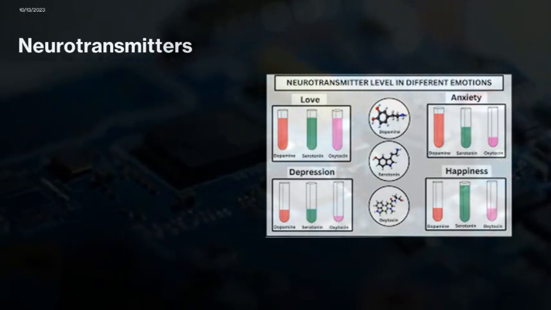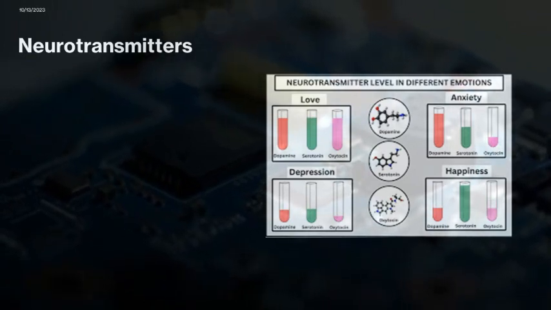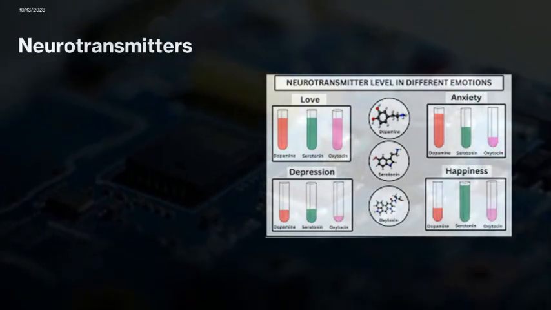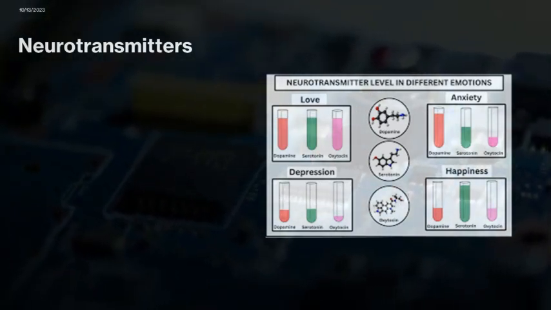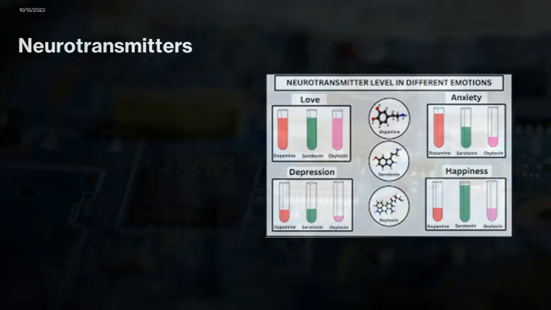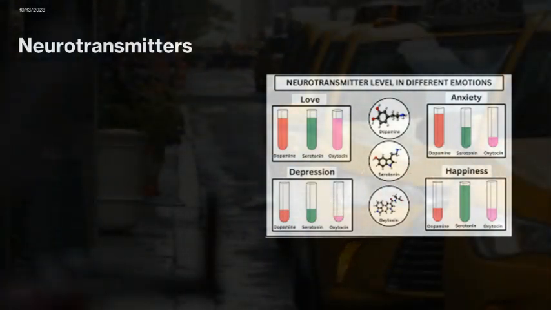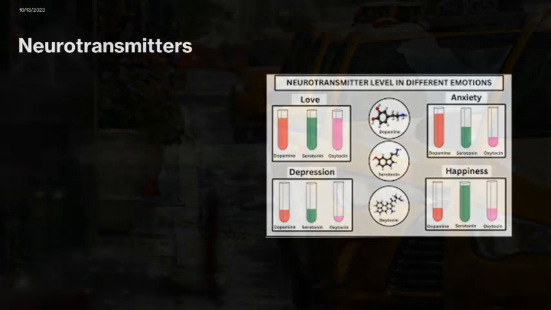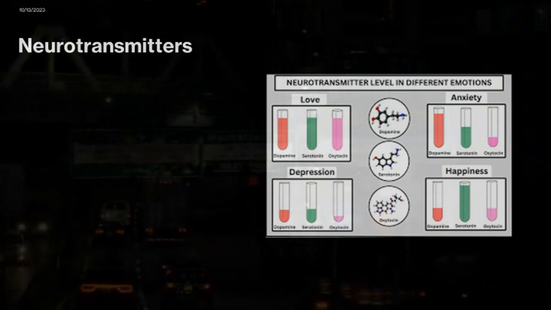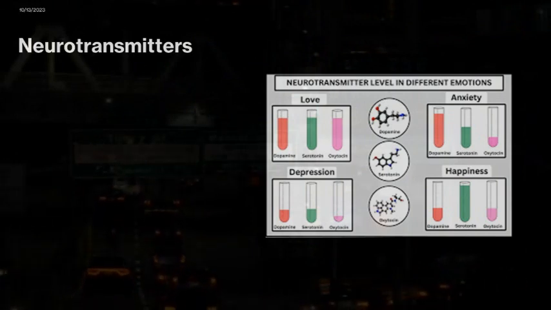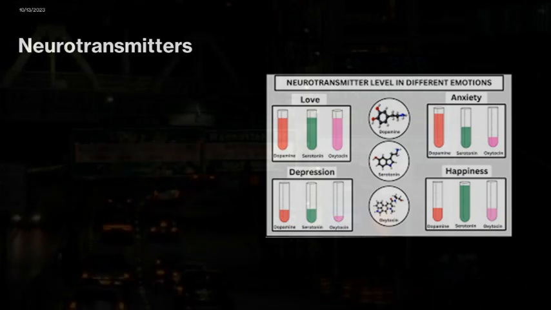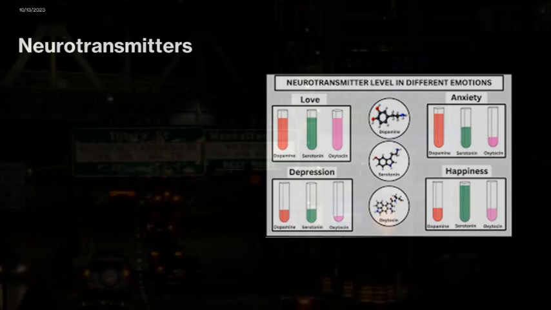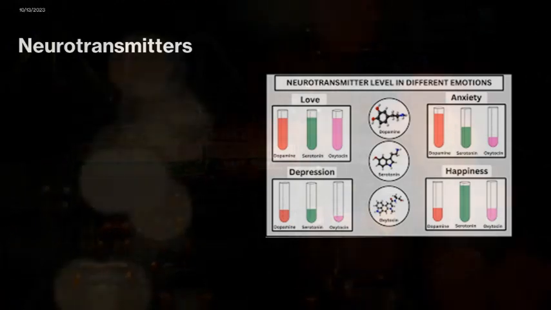Then there's norepinephrine, which is involved in the body's stress response and emotional arousal, and it contributes to a heightened alertness and vigilance during emotionally charged situations. Then we have gamma aminobutyric acid, which is GABA, and that's an inhibitory neurotransmitter that helps to regulate anxiety and stress. And it counters the effects of excitatory neurotransmitters and promotes more relaxation and calmness.